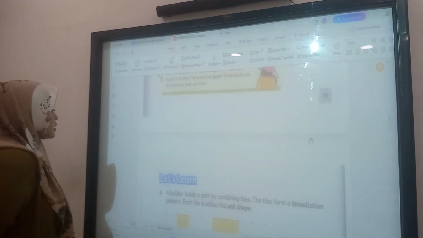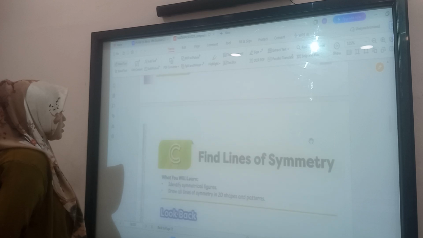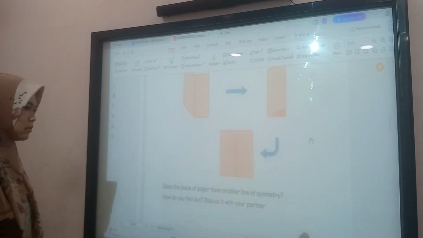No, again. Next one. No. Next page. This one. Five, lines of symmetry.